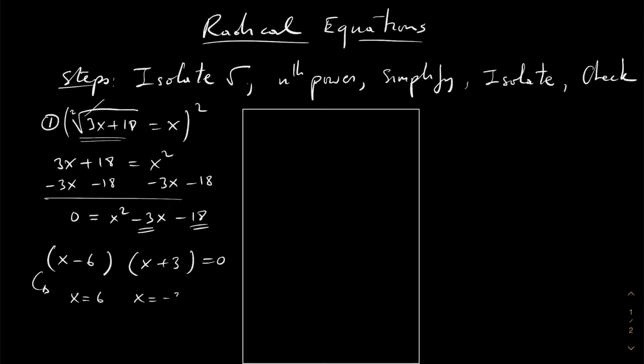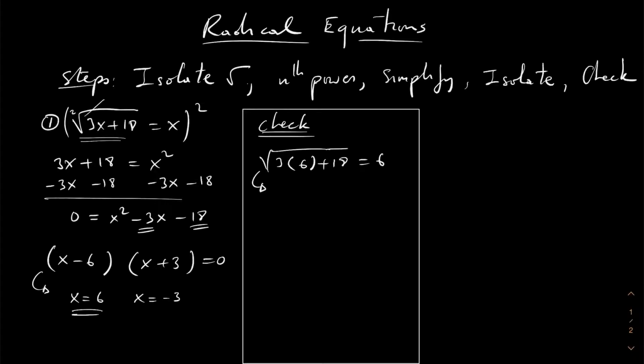Since I have these two solutions, I'm going to have to do my last step here because it's very important. I'm going to plug these into my original equation to see if they work out. Starting with 6, I'm going to plug it in and get the square root of 3 times 6 plus 18 equals 6. Now your goal is to reduce this expression, evaluate it, so that at the end you see if you have a true statement or a false statement.